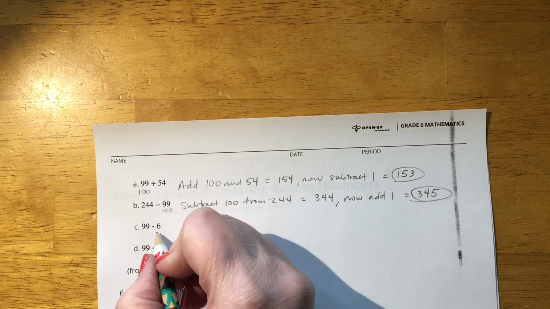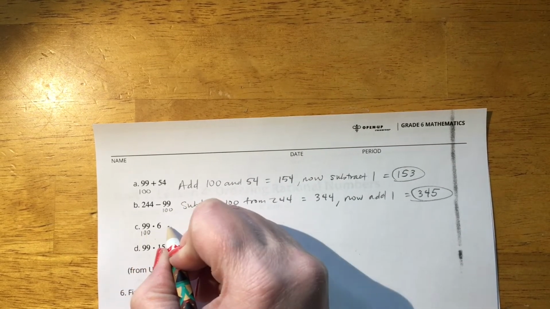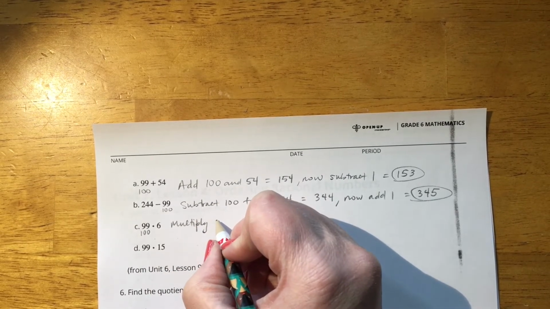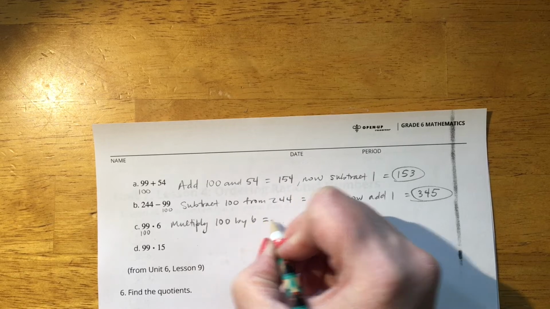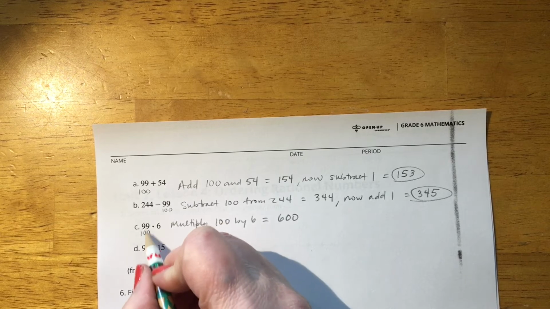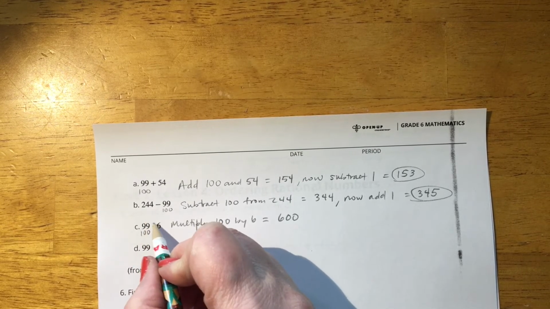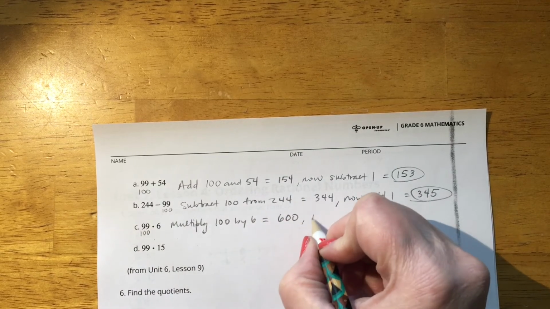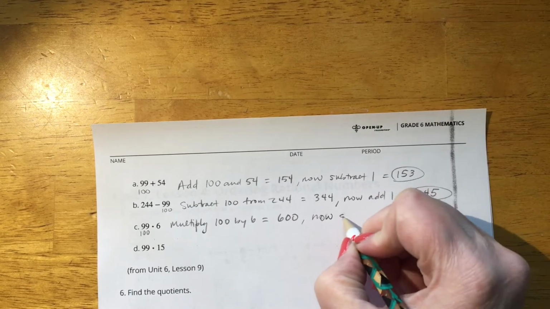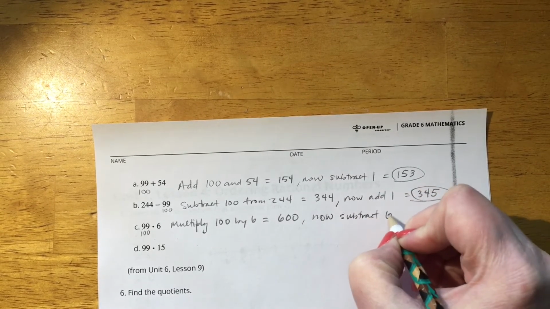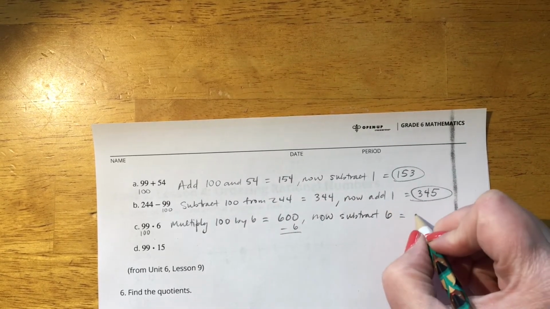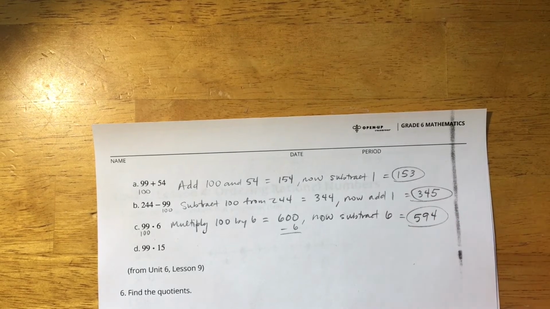Okay? Here we go. 99 again, that's 100. So I'm going to multiply 100 by 6, and that would be 600. But there are 6 here that are too many, right? Because it's actually 1 times 6, 6 times. So now I have to subtract 6, right? So the answer is not 600, but 600 minus 6, which is 594.